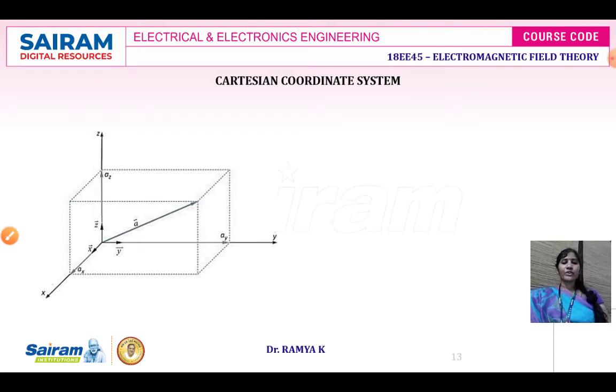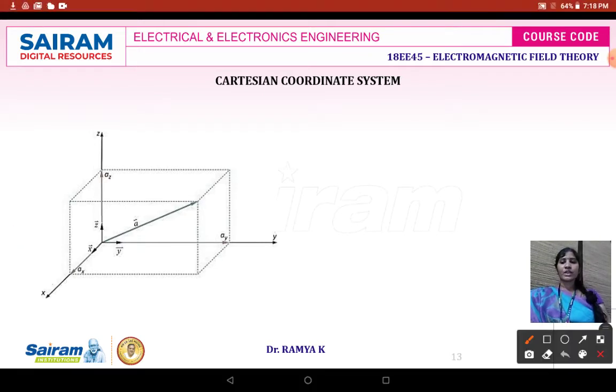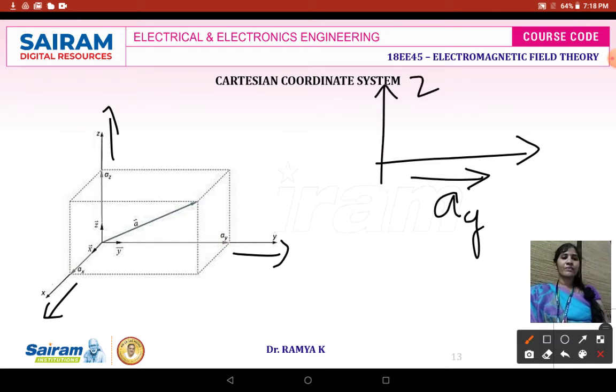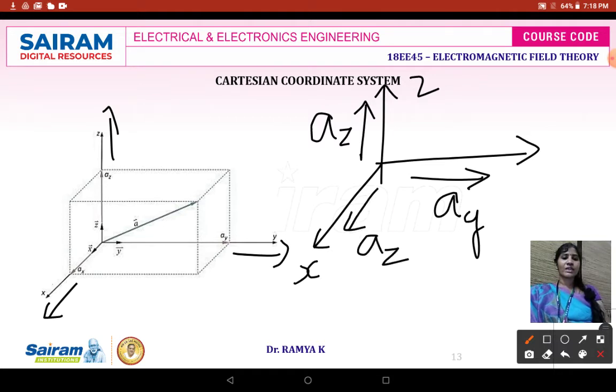It is the ordinate of your 3-axis system as shown over here. It is your y-axis, x-axis and z-axis. Here we have shown a cubical part. If this is the y-axis, the unit vector along this y-axis is represented as a suffix y. If this is your z-axis, the unit vector along the z-axis is represented as a suffix z. It is your x-axis. The unit vector along your x-axis is represented as a suffix x.